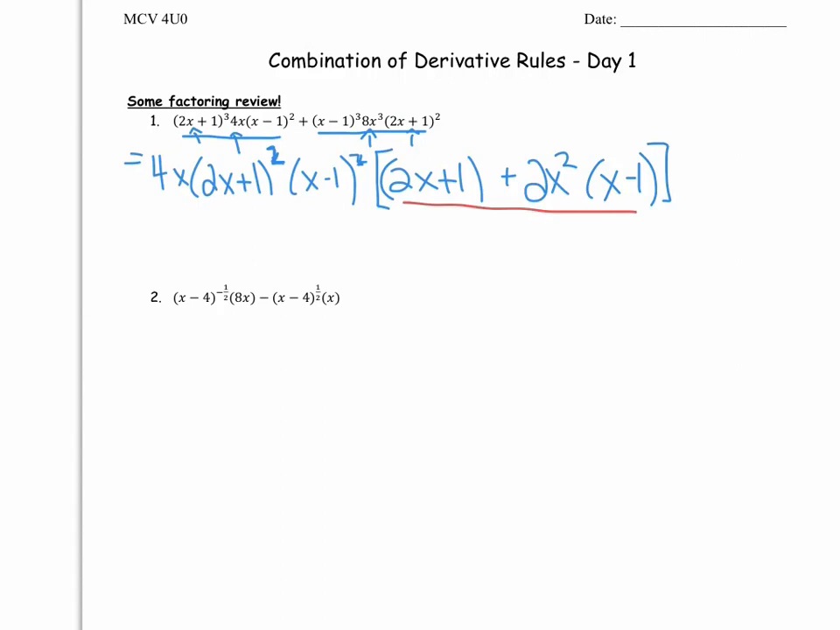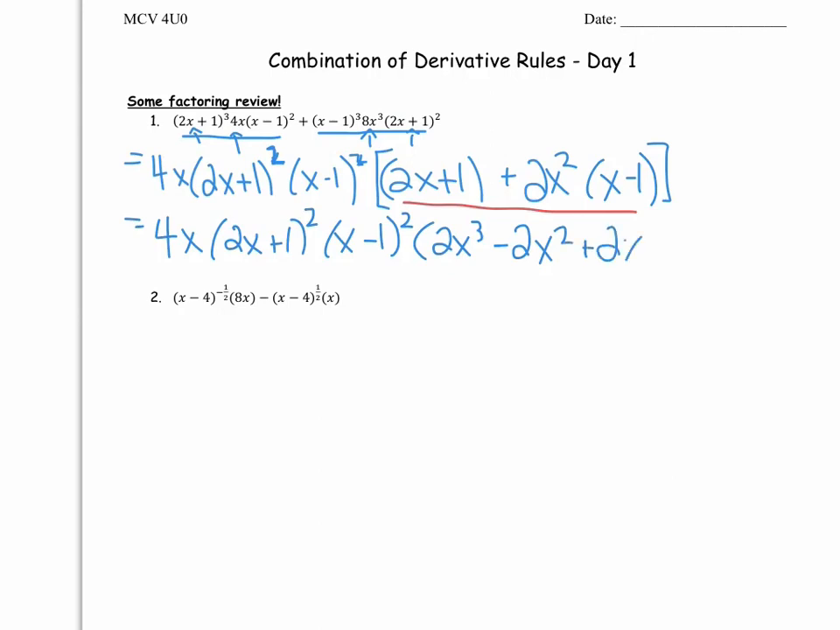So let's just do that quickly. We'll keep our common factors out front. And then in that bracket, hopefully you can see that we are going to get a 2x cubed, we are going to have a minus 2x squared, plus a 2x, plus 1. So that would be considered in factored form.